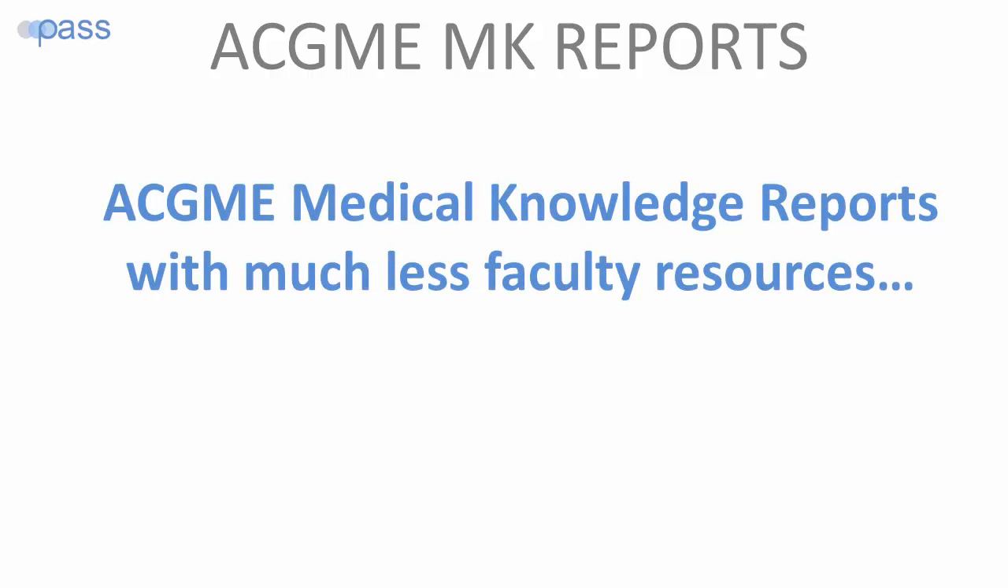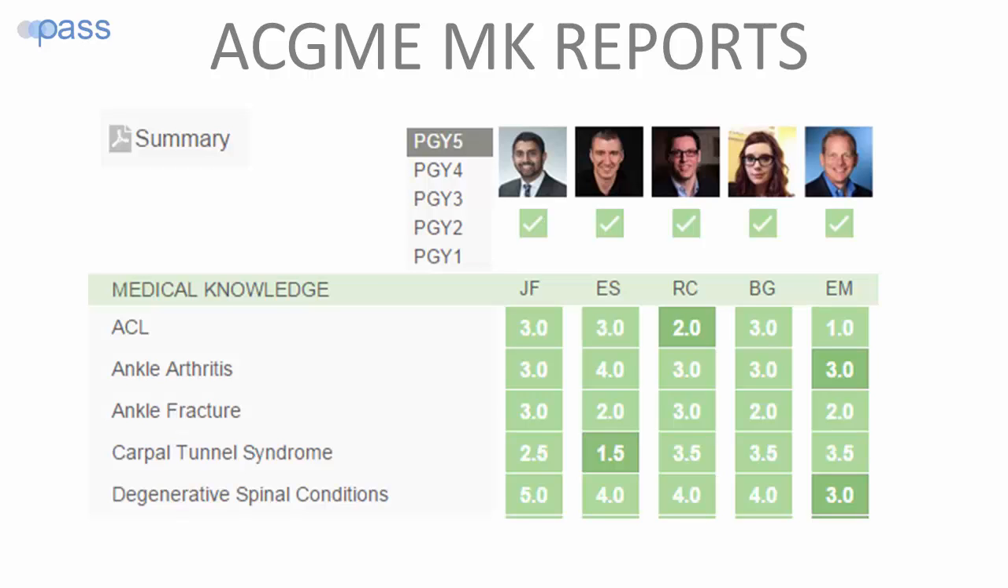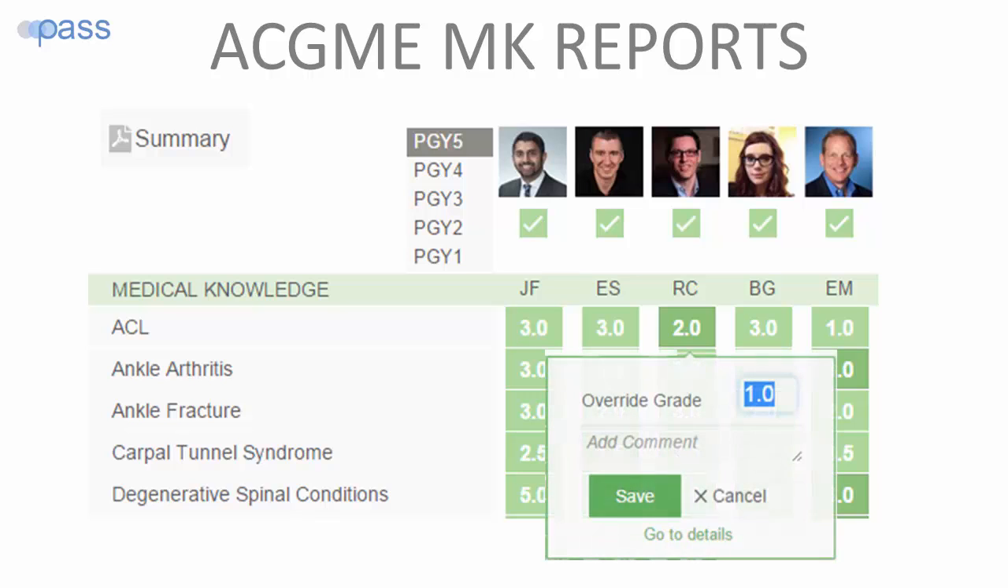The advantage to the department is they can generate resident medical knowledge levels with very little faculty resources. At the end of each 6-month grading cycle, the CCC can generate a report that shows the levels for all the residents. If any of those levels seem inaccurate, they can simply override them in the final report.